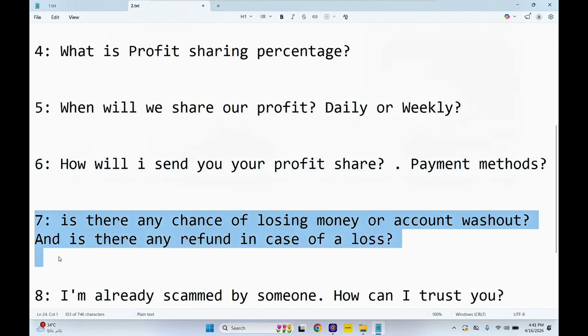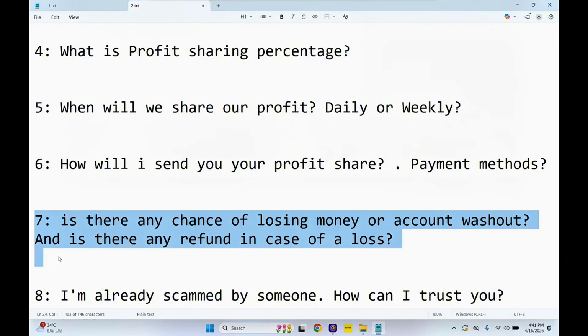Question number 7 is, is there any chance of losing money or account washout, and is there any refund in case of a loss? So guys, first of all, there are very low chances to lose the money or account washout, because we follow risk management and we trade with proper money management, and we take a risk of 2.5% per entry and we catch a minimum 1 to 4 risk to reward ratio. That means with the risk of 2.5%, we will make 10% profit on every entry.